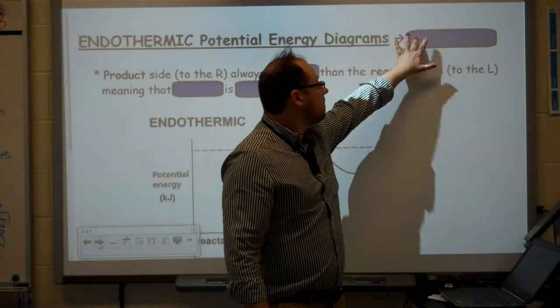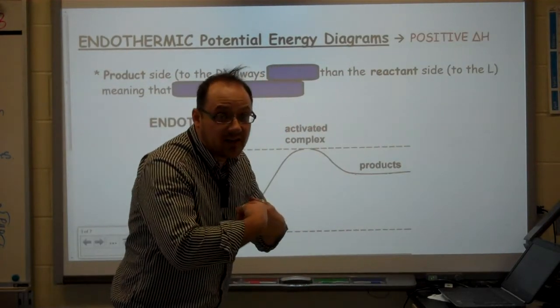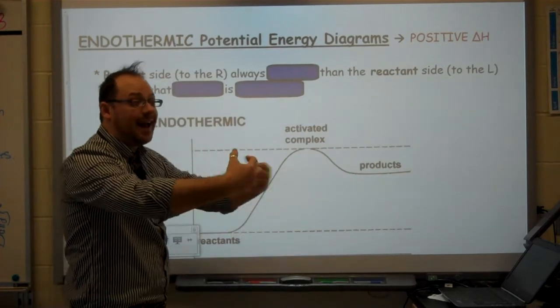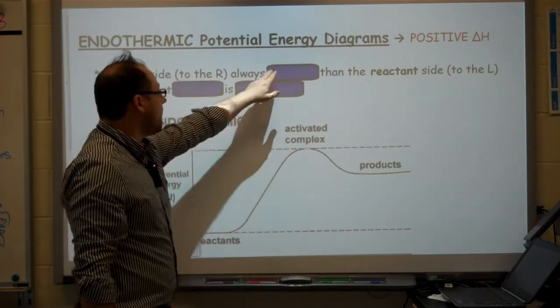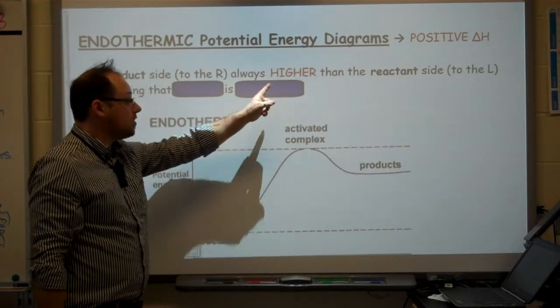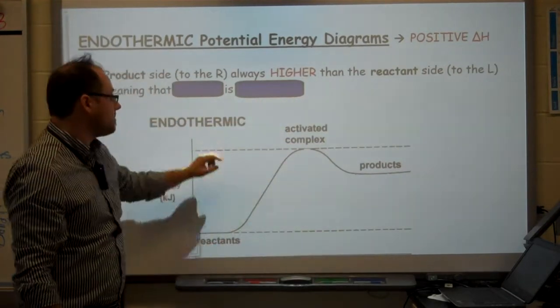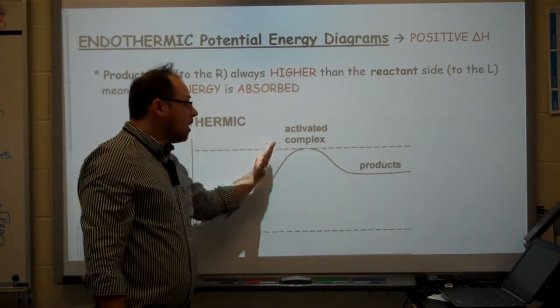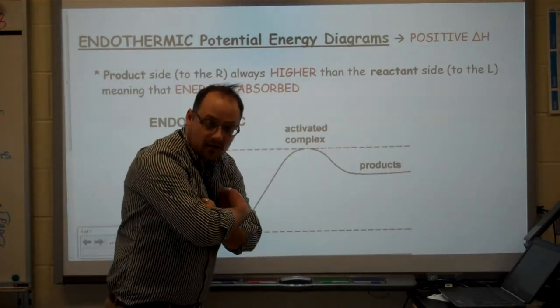Endothermic reactions have positive delta H because they absorb their heat. Endo, the heat enters the reaction. The product side, on the right, is always higher than the reactant side, meaning that energy is absorbed. Energy gets soaked up in this process.